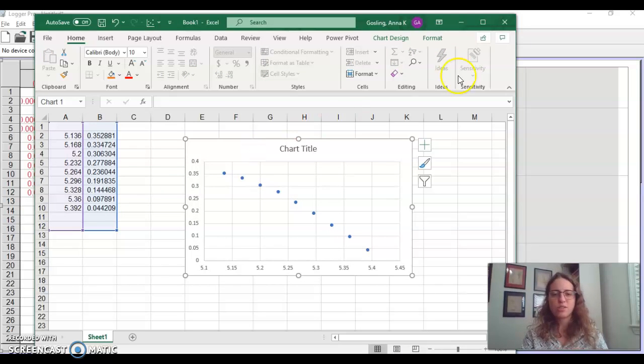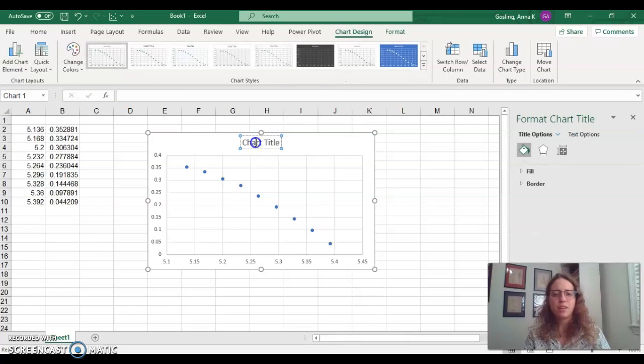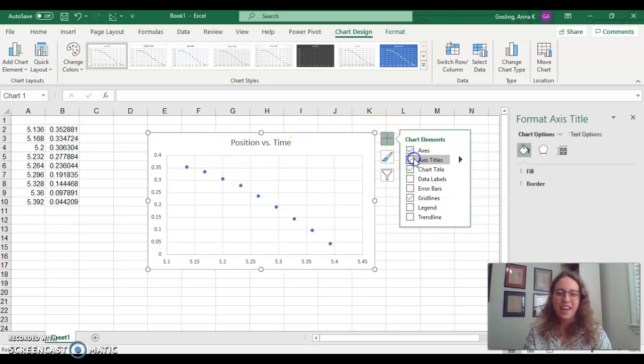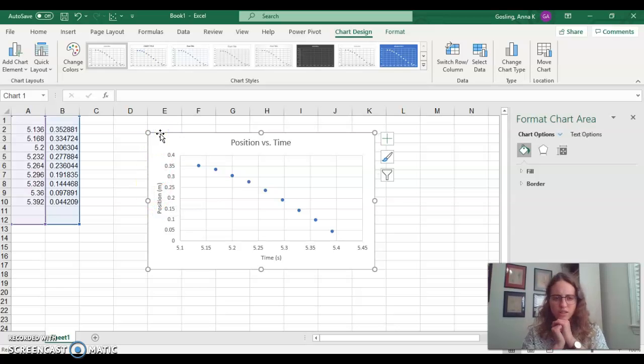Okay, I am sure you guys are used to putting in a line of best fit. So, we've got our title for our graph. We're going to make that position versus time, since I know that's what we are graphing. You all know how to add axis titles. On the bottom, we're going to make our axis titled time, and we're measuring our time in seconds. And our y-axis measures our position in meters.